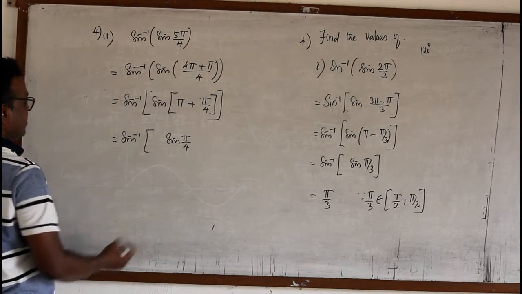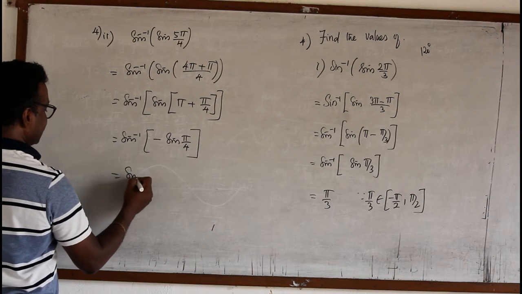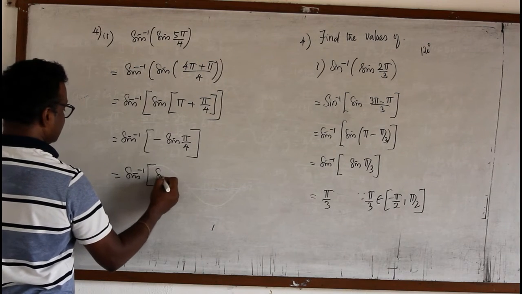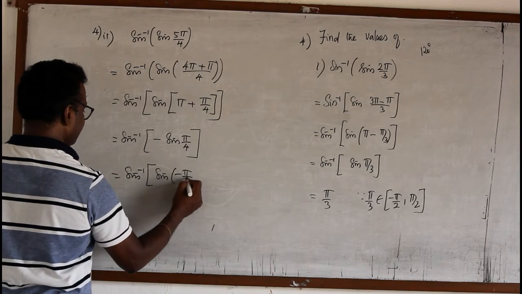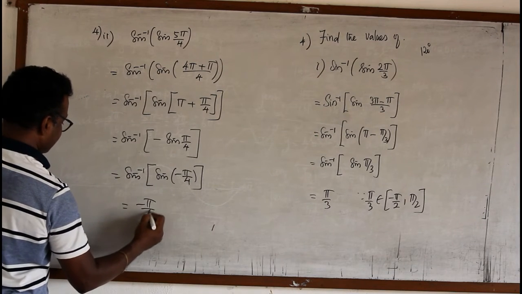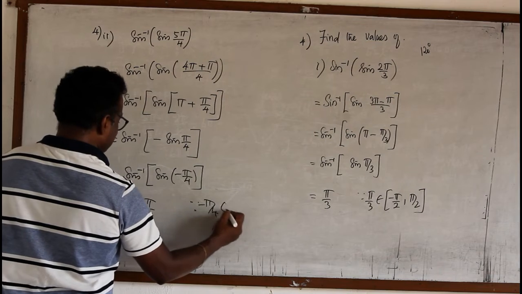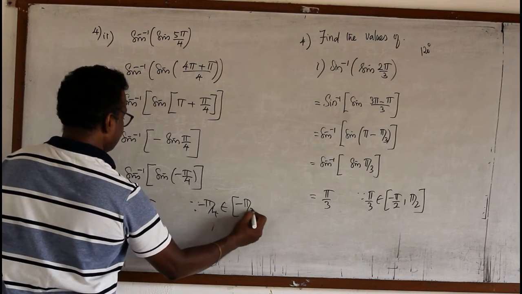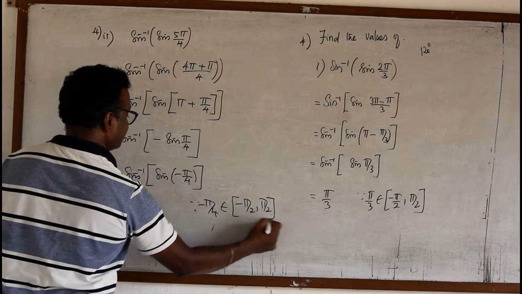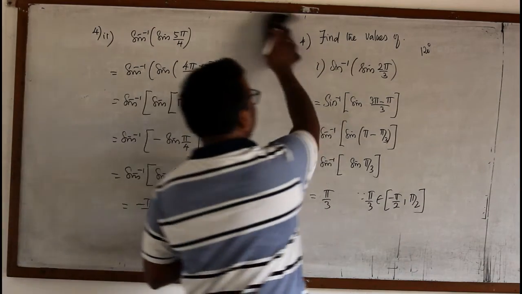But it is the third quadrant, so minus sine. Now I cannot cancel, so shall I write this one as sine inverse of sine of minus pi by 4, minus sine theta. Now sine and sine inverse cancel, it is minus pi by 4, because the answer belongs to minus pi by 2 to plus pi by 2. With that, fourth one is over. Now fifth one.